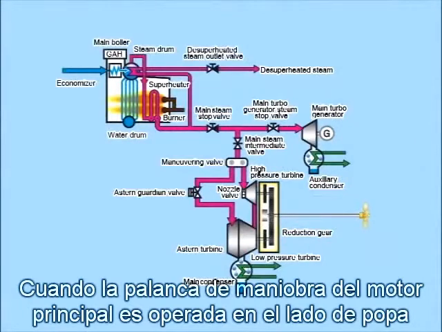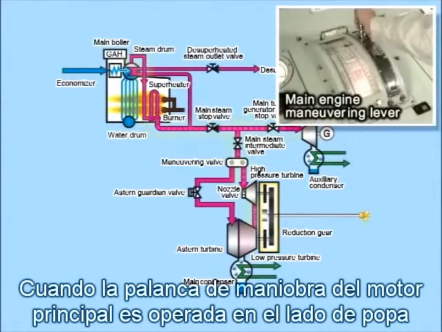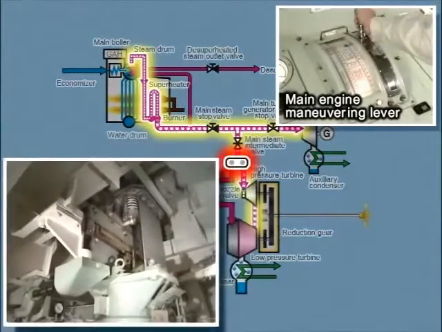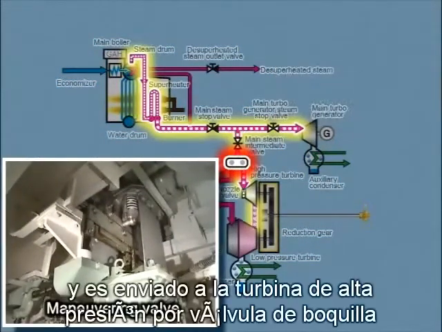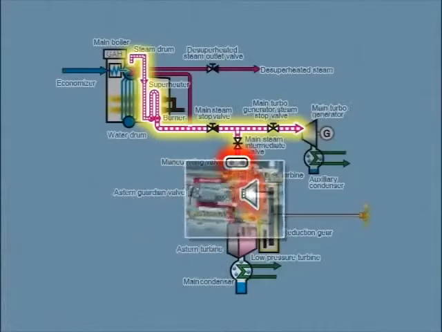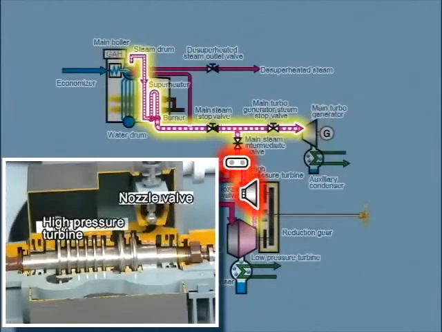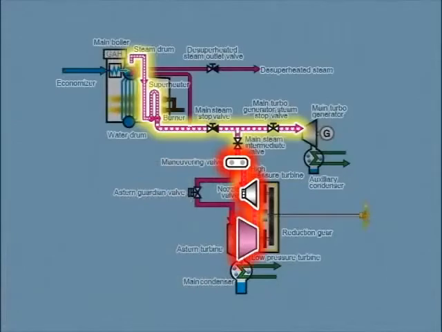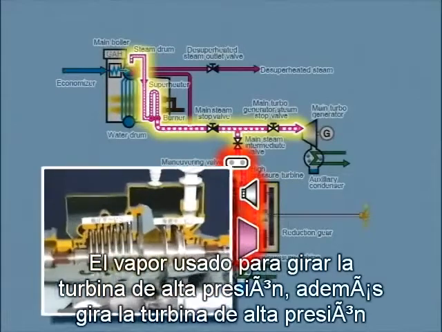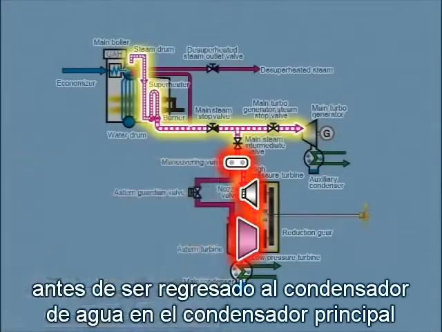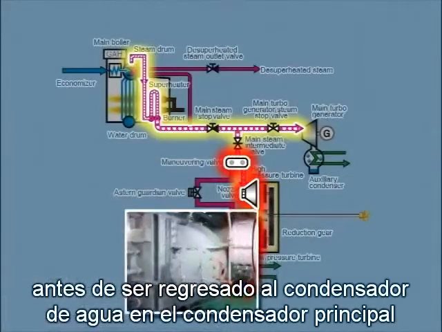When the main engine maneuvering lever is operated in the ahead side, main steam passes through the maneuvering valves ahead side and is sent into the high-pressure turbine via nozzle valves. Steam used to rotate the high-pressure turbine also turns the low-pressure turbine, before being returned to condensate water in the main condenser.